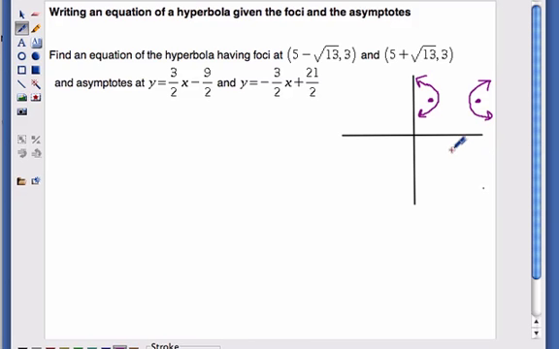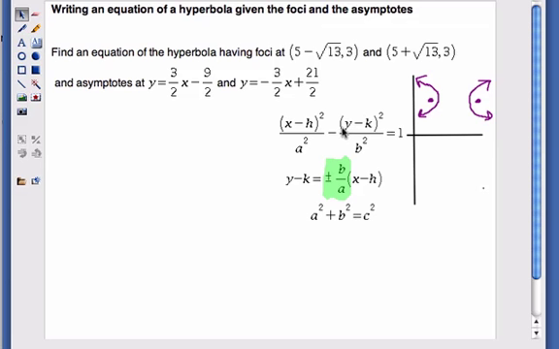Okay. So that means we need to use the formulas that start with the (x minus h) quantity squared value first. Alright, so let's find our center first. Now remember, the center is the midpoint of these two foci values. So to find the midpoint, you take the average of your x coordinates and the average of your y coordinates.